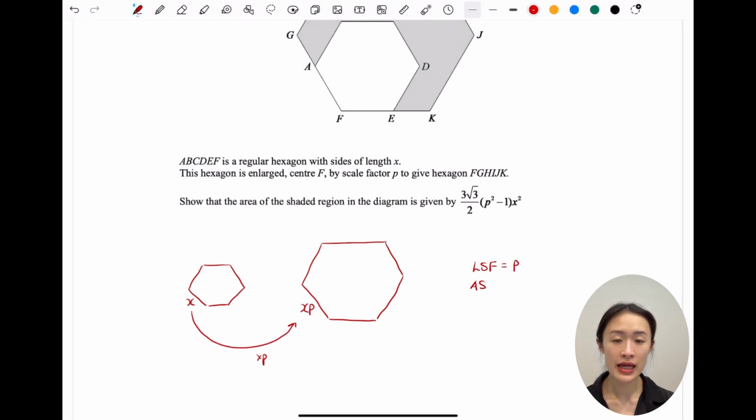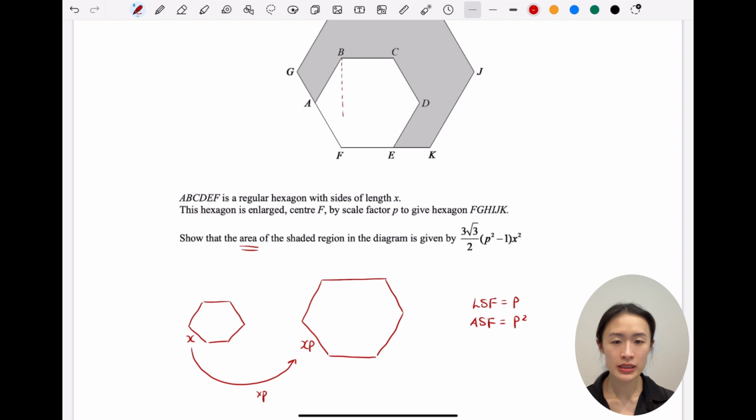So then that means the area scale factor is going to be p squared. Try to work out the area of the smaller hexagon, because once we work out the area of the smaller hexagon, multiplying that by the area scale factor will give us the area of the larger hexagon, and then we can work out the difference between them to work out the shaded area. So let's have a look.